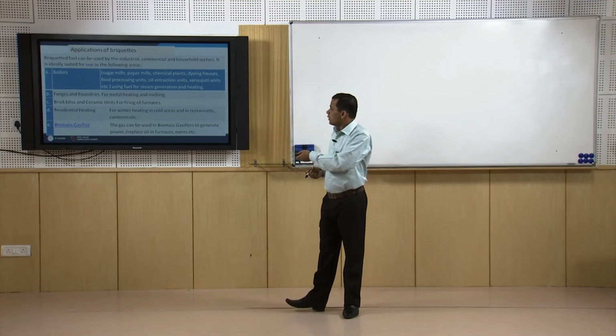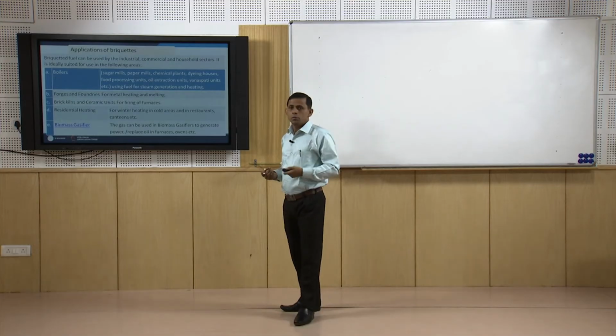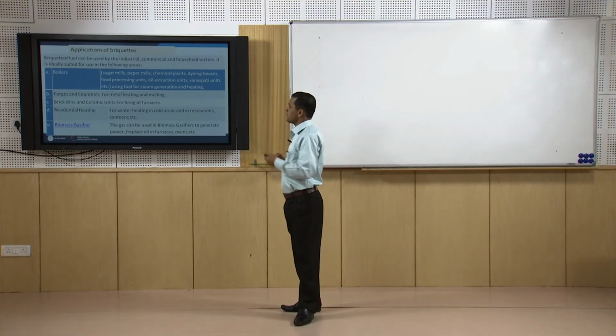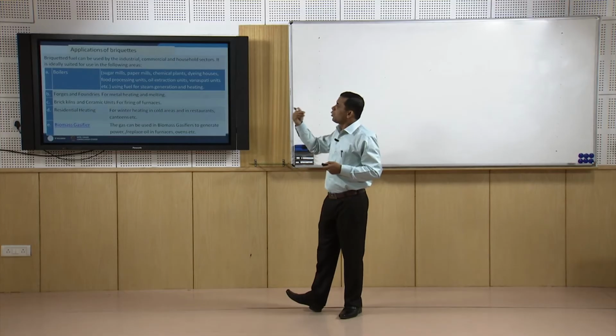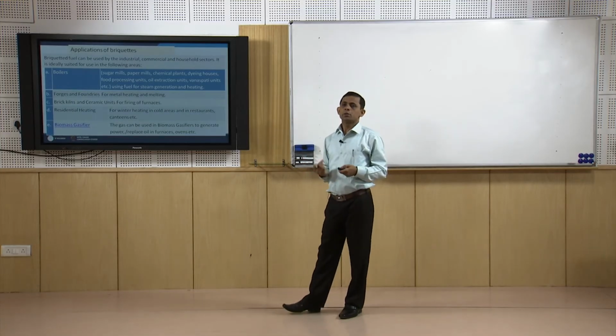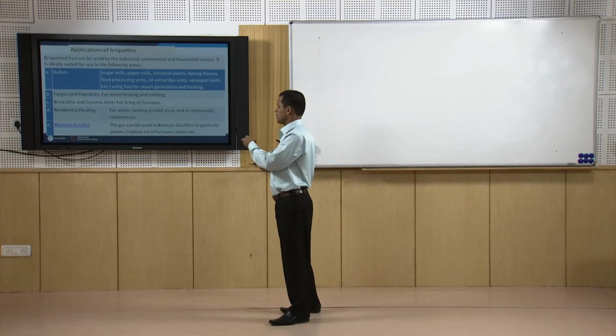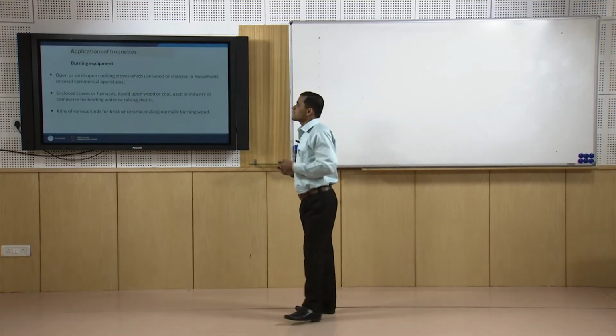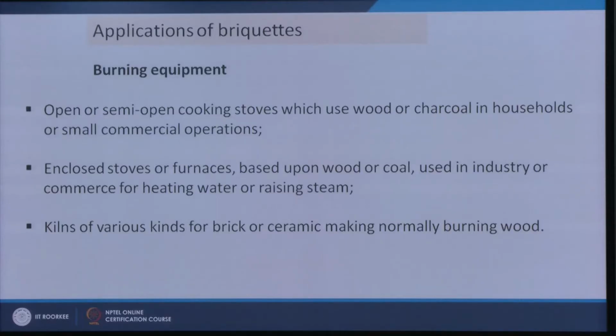Now, in residential heating, how this can be used, or in industrial applications, what type of equipment or furnace can be used for the use of these briquettes. So, open or semi open cooking stoves are used for domestic applications, and enclosed stoves or furnaces based upon wood or coal can be used in industry, and kilns of various kinds for brick or ceramic making, normally burning wood.